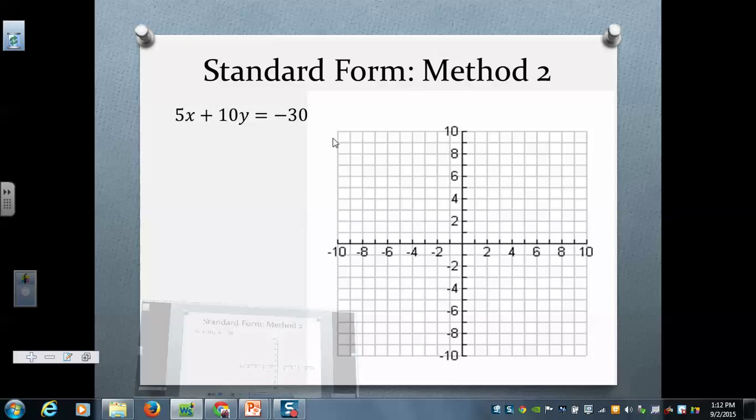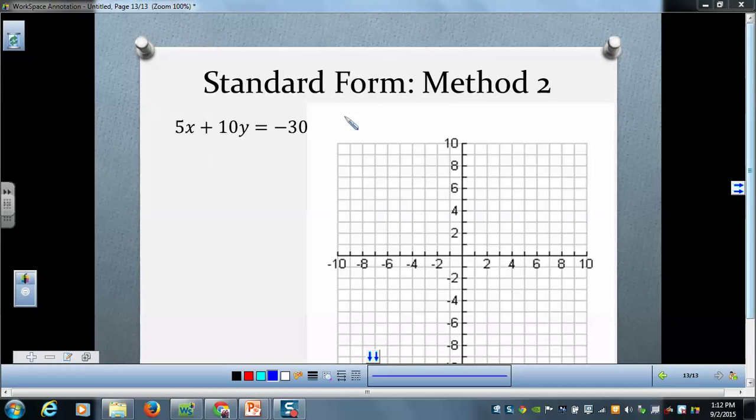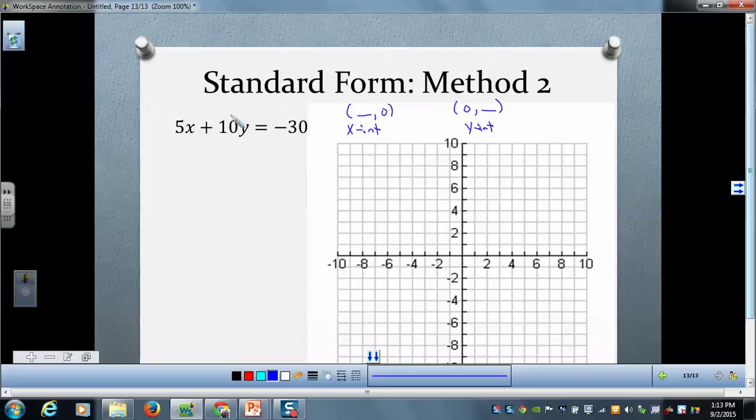Now let's go ahead and look. If I'm looking for an x-intercept, I know it's going to be (something, 0). If I'm looking for a y-intercept, I know it's going to be (0, something). So I'm going to plug 0 in for y here. I get 5x plus 10 times 0 equals negative 30. So 5x equals negative 30. Divide by 5, x equals negative 6. And there's our x-intercept, which would be this point right here.